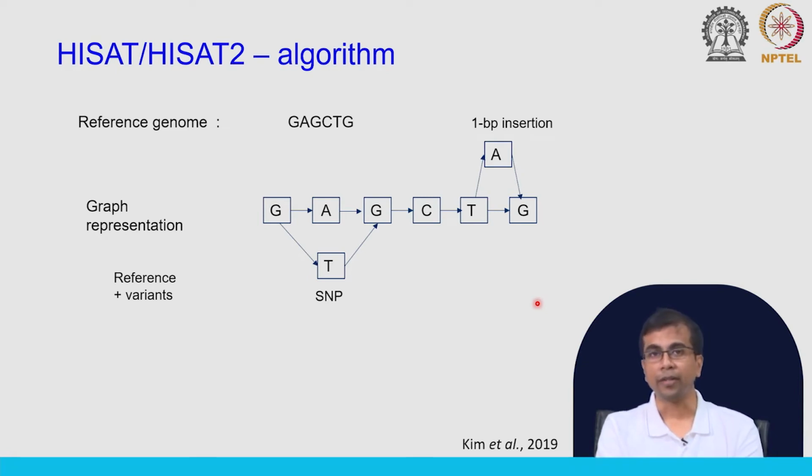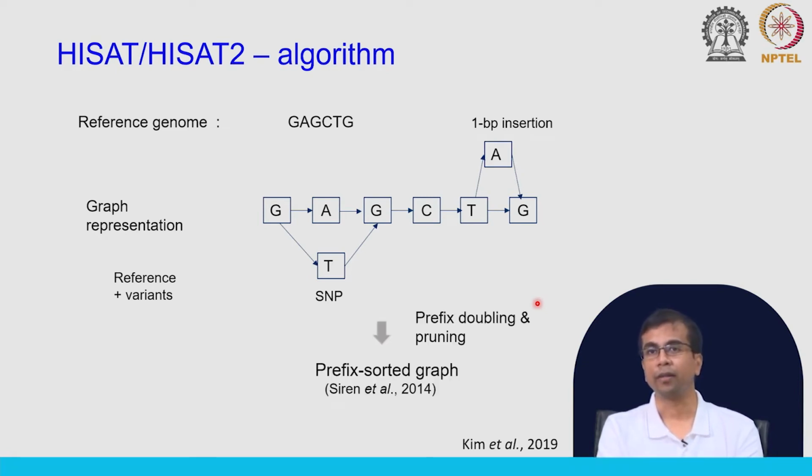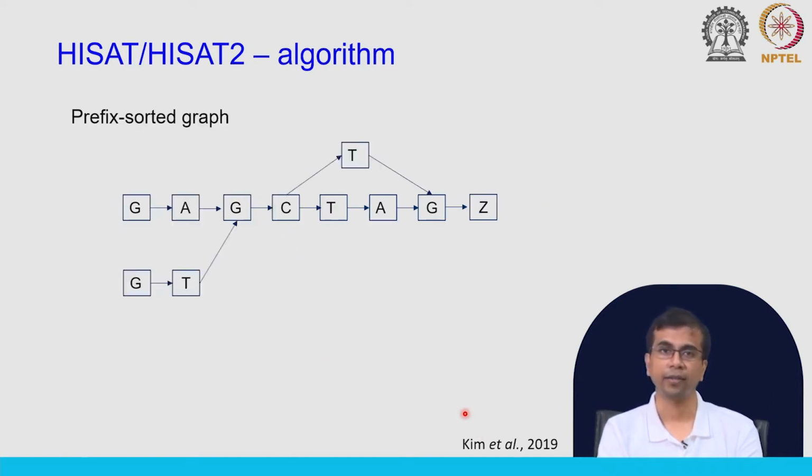Okay. So, once you have built this graph, what you do is something called prefix doubling and pruning, and you generate something called a prefix sorted graph. I am not going into the algorithm and how you generate this prefix sorted graph. This is actually developed in this paper, and they use this here, and they generate this prefix sorted graph which would look something like this. Okay.